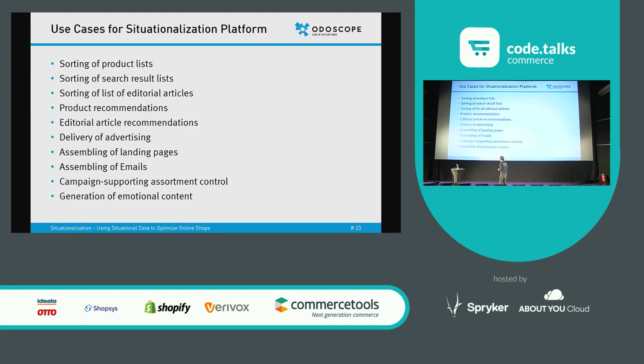So here are some use cases that you could use it for. Like we said, the most important thing is the product lists, because this is something every shop has a pain point in. But you could also use it for search results or also editorial articles. We do this with InStyle together, and we increased the page impressions by 20%. So people stay longer, click more articles, and this results in more ad impressions.